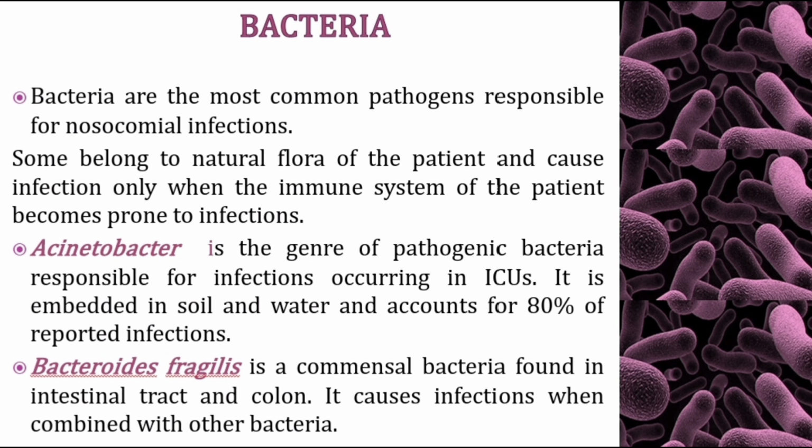The first bacterium we are going to talk about is Acinetobacter. It is a genus of pathogenic bacteria responsible for causing infection in ICUs. It is usually present in the environment. Around 80% of infections have been reported with this bacterium. Second is Bacteroides fragilis, a commensal bacterium found in the intestinal tract and colon. It causes infection when combined with other groups of bacteria.